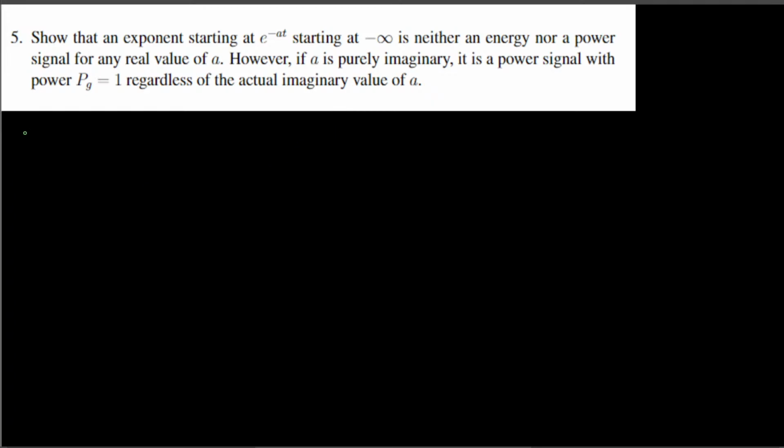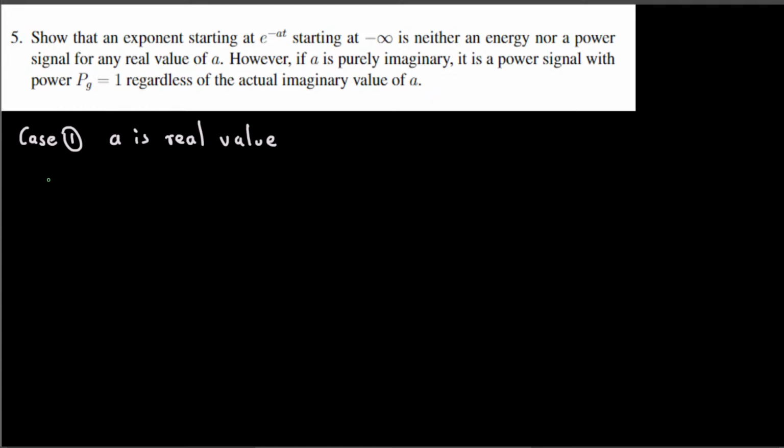Now let's look at case 1. In case 1, we have to prove that e^(-at) is neither an energy signal nor a power signal when a is a real value. So a is a real value for the first case, and we are going to analyze the energy and the power of this given function.